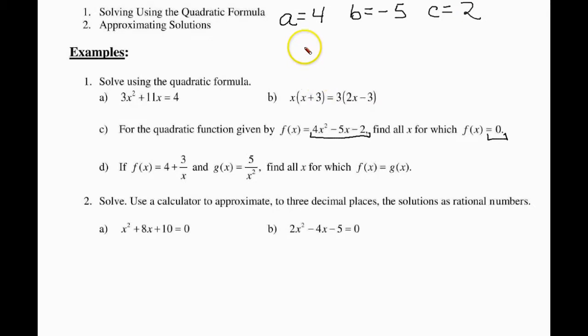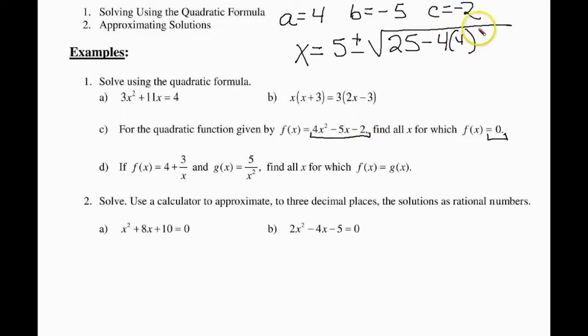So let's put it in the quadratic formula. X equals negative B. Well, since it's negative, it becomes a positive 5, plus or minus the square root of b squared, which is 25, minus 4a, a is 4, and c, I have to remember that's a negative 2. That would have really messed me up if I didn't put the negative there. And then that's all going to be over 2a, which makes it an 8.